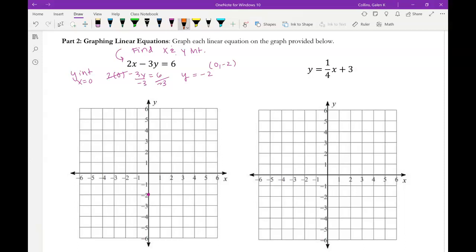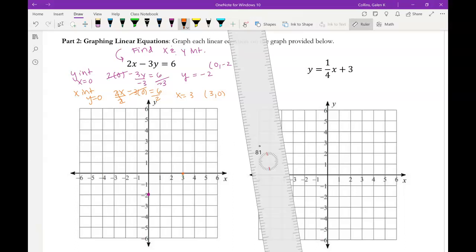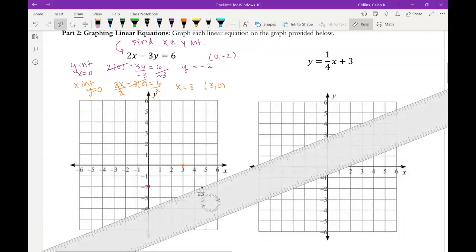So now to find the x-intercept, that is where y is 0 on the x-axis. So 2x minus 3 times 0 equals 6. That's the same as 2x equals 6. We get x equals 3. So the ordered pair (3, 0) is our x-intercept. And now we could just draw a line between those points.